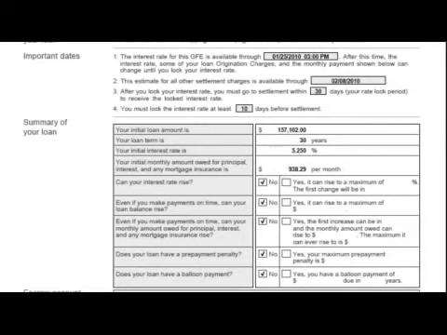Finally, on the summary of your loan, you'll notice the initial loan amount, the loan term, the interest rate, the principal, interest, and mortgage insurance, and then specific items, whether your interest rate can rise, whether this is a balloon payment, prepayment penalty, if you make payments on time, can your principal change, can your loan balance rise? Those are some key things to be aware of on this new good faith.